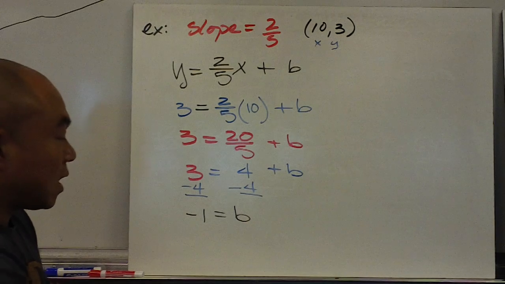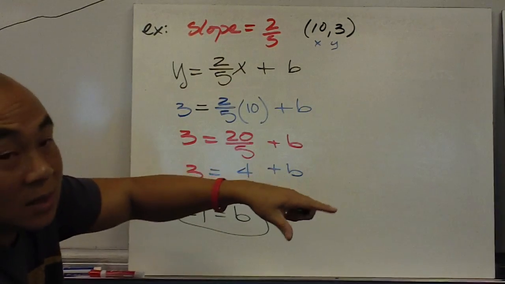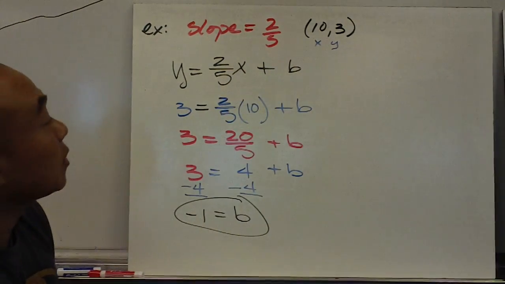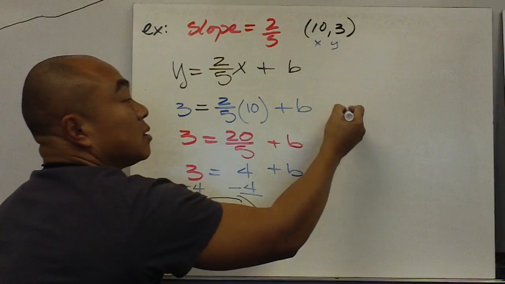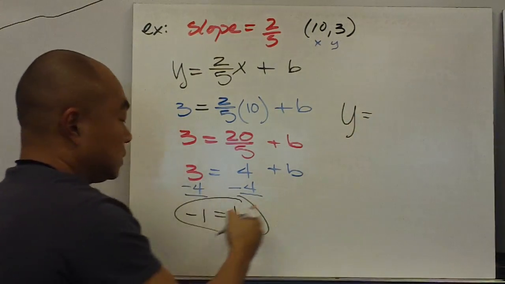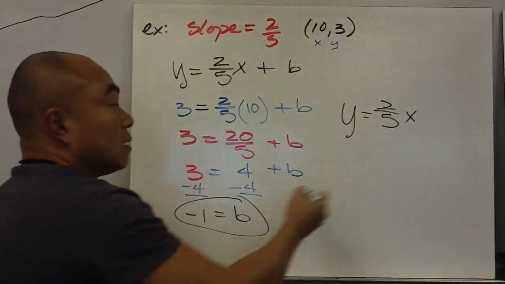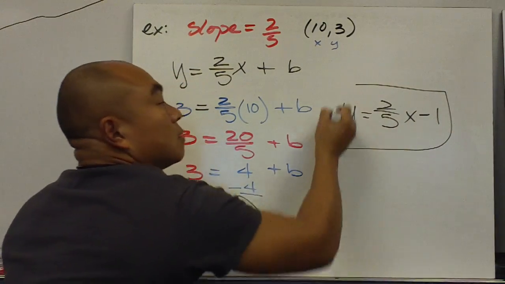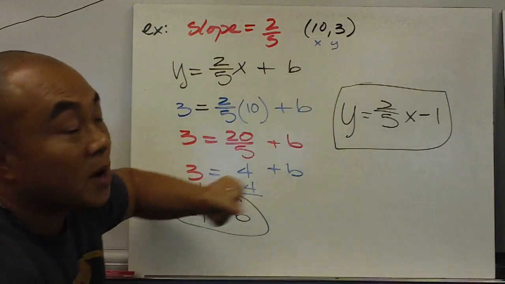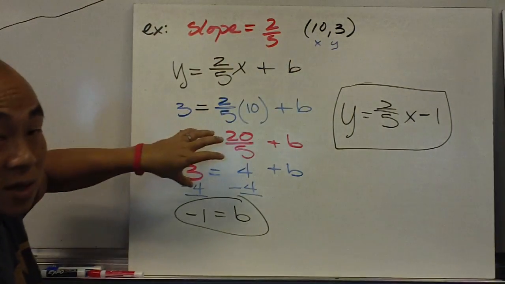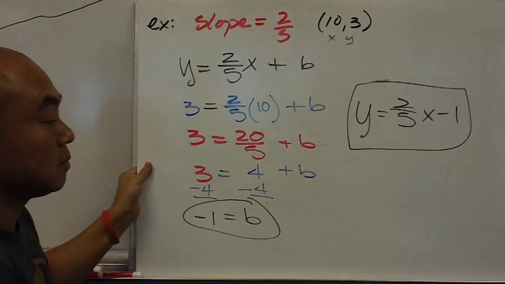So now we have our y-intercept, and we already know our slope, so we can easily write what our slope-intercept form is, which is y equals 2/5 x, and then minus 1. That is what you do if they do not give you the y-intercept. You can just plug the point back in and get your answer from that. Alright, let's move on.